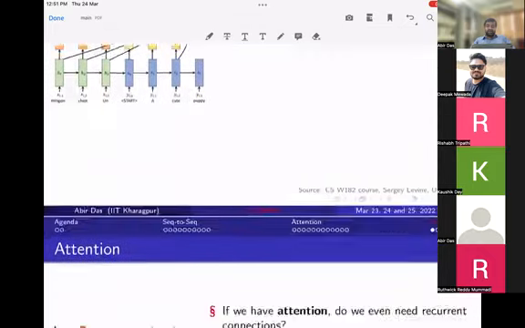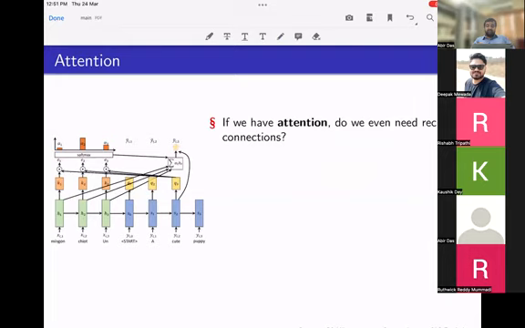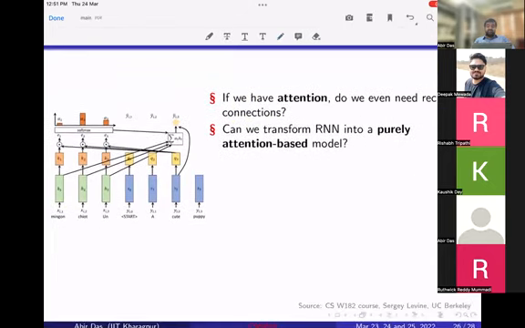Okay, so this was attention. Now, what I'm saying is that if we have attention, do we even need the recurrent connections? It is continuing with what I said and what Kaushik asked. We are getting, at every time instant in the decoder, all the information from the encoder. So can we transform the RNN into a purely attention-based model?